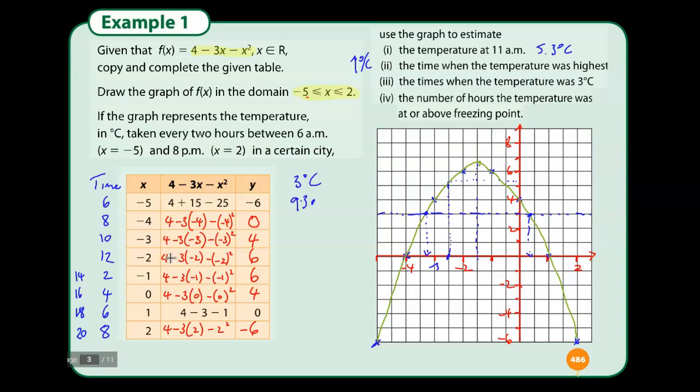And then the other one over here, I'm going to use a similar methodology. It's a little bit between 0 and 1. So between 0 and 1 is between 4 and 6 in the afternoon. There's 5 o'clock at a half, so it's a bit before 5 o'clock. So it's approximately 4:30 in the afternoon. So 4:30 p.m. and 9:30 a.m. will be the times when the temperature was 3 degrees.